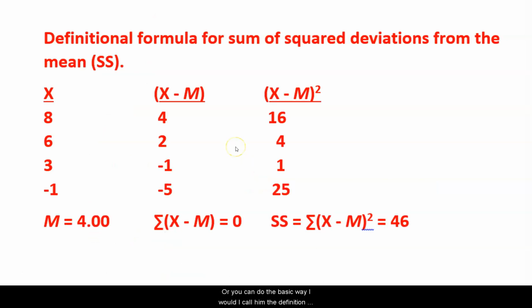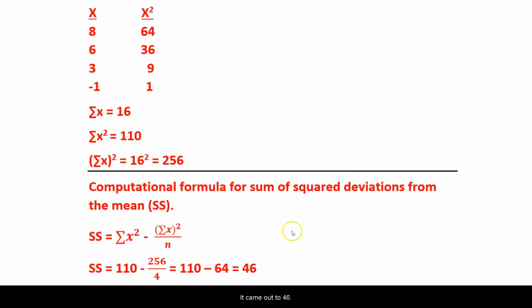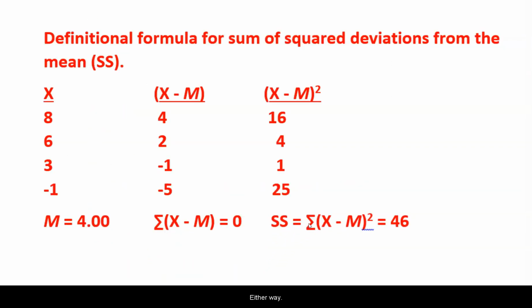Or you could do it the basic way, what I call the definitional way, that I think is easier when you have a rounded mean, and subtract 4 from each number. Get the sum of all those deviations, which we know will always be 0. And so therefore we have to square the deviations and add the sum of those squared deviations, which has the nickname of sum of squares. Hey, cool. And sure enough, it came out to 46 either way.